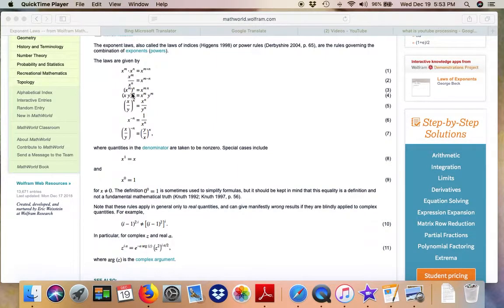Then we have (x^m) with parentheses, to the n. This makes a big difference. Okay, it gives you a completely different answer. If there were no parentheses there, then you would have the example up here at 1. So what happens is you multiply. So if it was x to the third, and n was also a 3, you'd multiply those, and this would be x to the 9th. Okay?